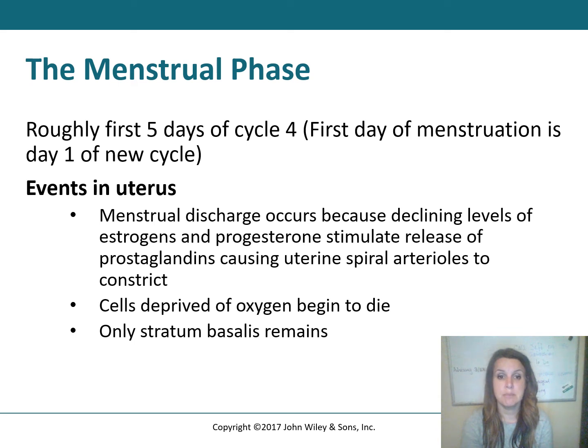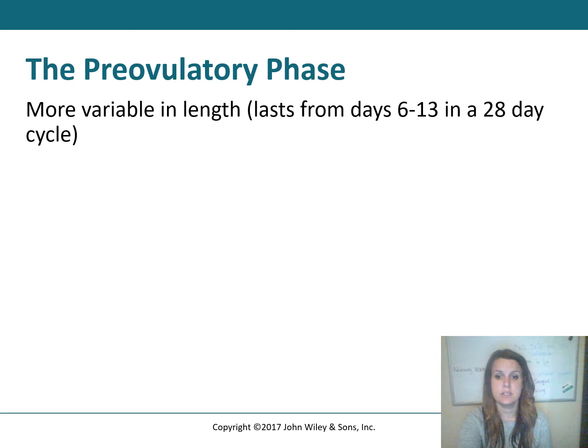In the uterus, menstrual discharge occurs when the declining levels of estrogen and progesterone that were secreted by the corpus luteum cause prostaglandins to be released, and this causes the uterine spiral arteries to constrict. This means then that cells that are deprived of oxygen begin to die, and the stratum functionalis sloughs off, and only the stratum basalis remains. The preovulatory phase is probably the most variable in that it goes anywhere from 6 to 13 days in a 28-day cycle, which would be what makes the menstrual cycle overall the most variable.